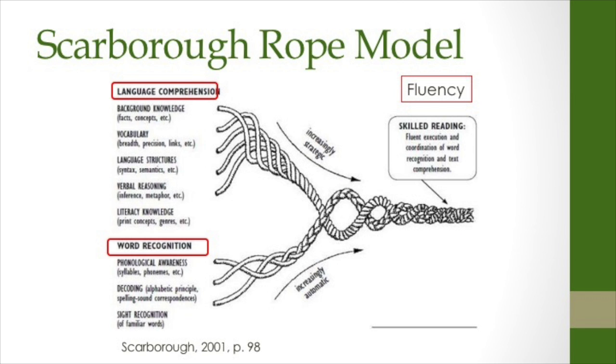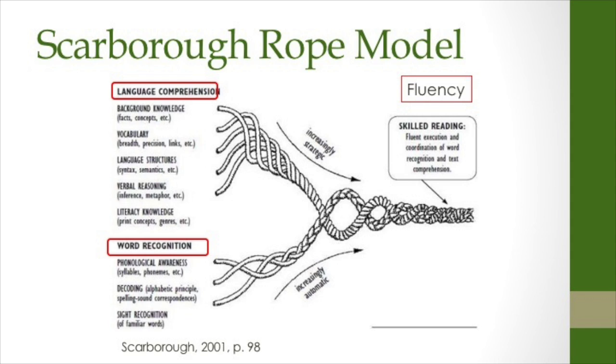So now let me just give you a little moment for you to look at this model that's in front of you called the Scarborough rope model. Again, Hollis Scarborough uses the simple view of reading to organize the information she's presenting. So you can see on the top, language comprehension, and you can see all of the sub-skills we've talked about: background knowledge, vocabulary, language, verbal reasoning. Under word recognition, we have phonological awareness, decoding, sight recognition.